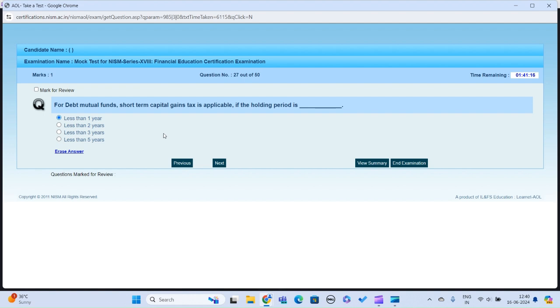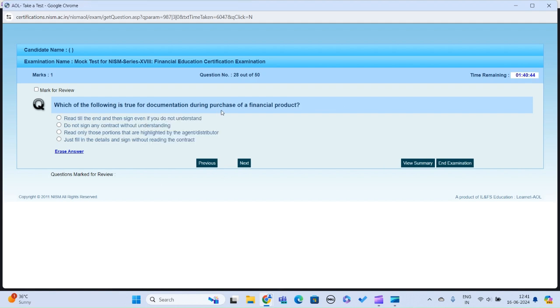So again, this is a little confusing as well. We need to check for debt mutual funds, because for equity mutual funds I'm sure, but for debt mutual funds, it should be less than 1 year. So what is a short term? If it is more than 1 year, then it becomes long term capital gains, where it is 10%, subject to the total capital gain being above 1 lakh, then it is 10%.